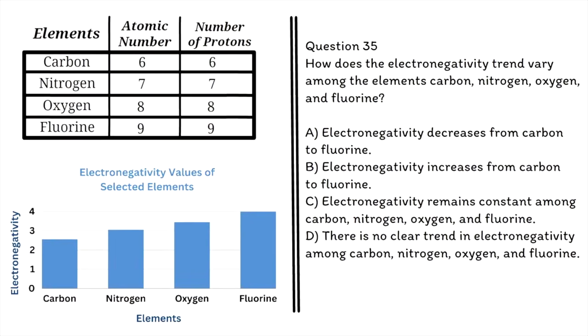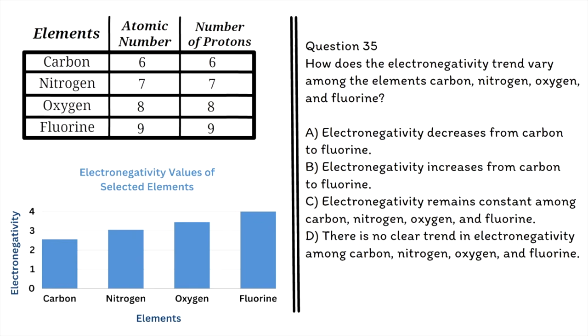Question 35. How does the electronegativity trend vary among the elements carbon, nitrogen, oxygen, and fluorine? A. Electronegativity decreases from carbon to fluorine. B. Electronegativity increases from carbon to fluorine. C. Electronegativity remains constant among carbon, nitrogen, oxygen, and fluorine. D. There is no clear trend in electronegativity among carbon, nitrogen, oxygen, and fluorine.